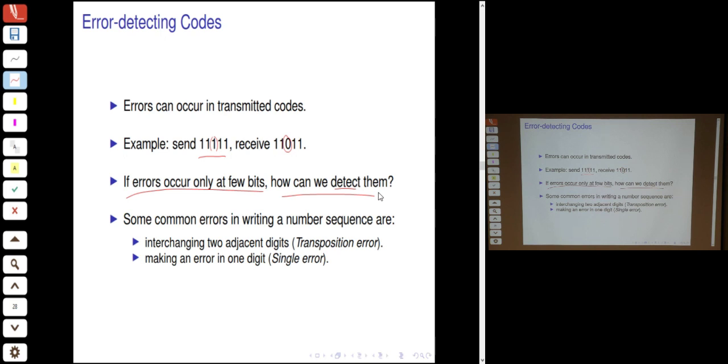So, some common errors in writing a number sequence are of the following forms. One common error is interchanging two adjacent digits. So, maybe I am typing very fast and 78 I type as 87. Okay. So, that is one possible mistake. Another mistake is that when I was supposed to write 7, I punch in 9. So, transposition error is when you just interchange two adjacent digits, and single error is just by mistake you flip one digit to something different. Okay.